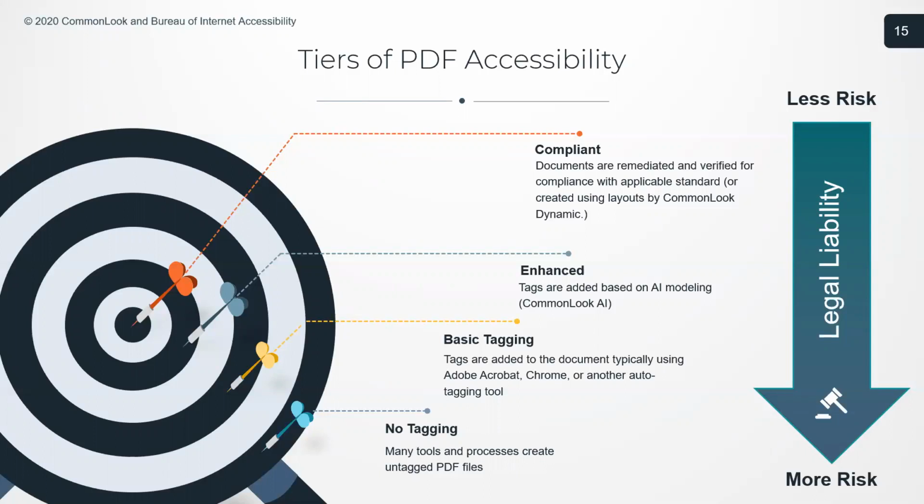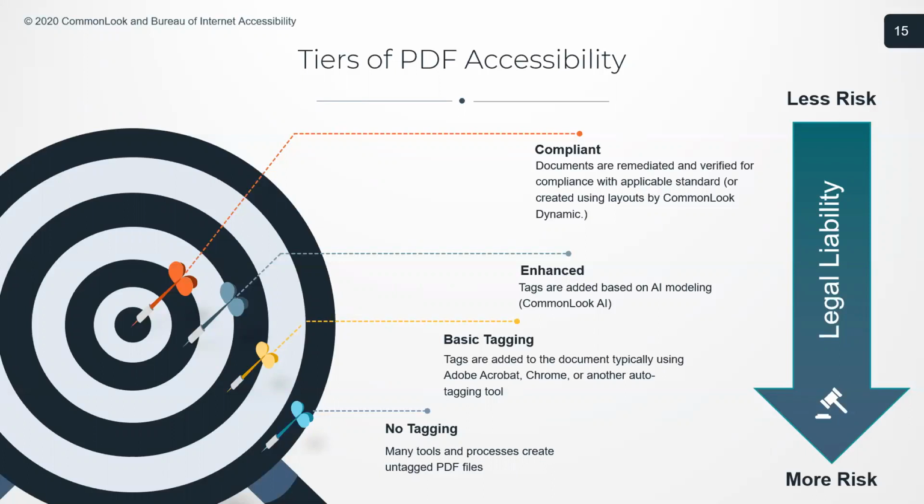From a risk and legal liability standpoint, is it accessible or is it not accessible? Merely adding tags does not make the document accessible. So you're still at much more legal risk if all you're doing is just adding tags by default out of Acrobat and then not touching it, or using Chrome or any other tool to generate the PDF.